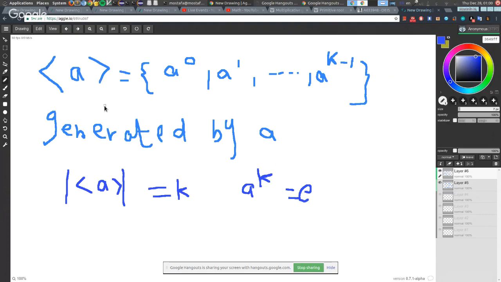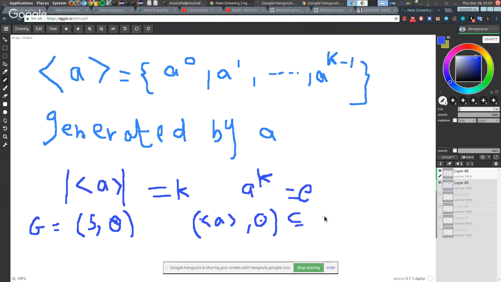We also know that this set can form a subgroup of the original group. If we have some group G, with S and some operator, then this is a subgroup of G, where A is one element in S. We just take from the main group some element and take its powers. It has to form a subgroup.